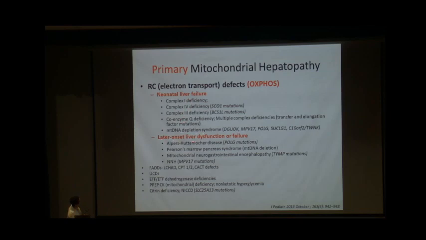The second one are the later onset liver dysfunction or failure. These are the rarer syndromes which are associated with mitochondrial hepatopathy. I'll explain each one of these later: Alpers, Pearson's, Menge syndrome, Navajo neurohepatopathy. But the commoner ones are FAODs and urea cycle defects, which I'm not going to discuss here because these are not classical mitochondrial hepatopathy, but they do come under this category also.